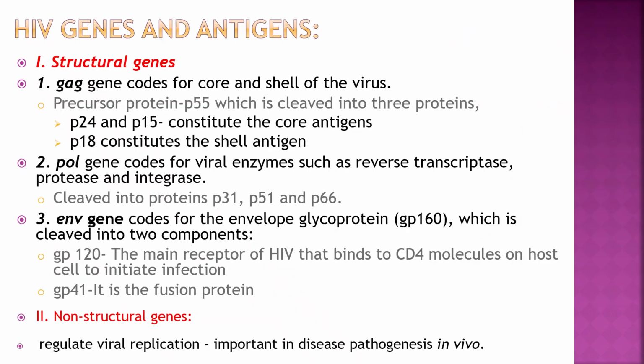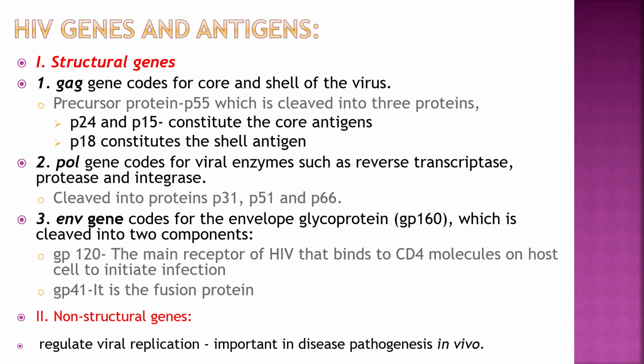HIV genes and antigens. There are two types, structural and non-structural genes. In structural genes, there are three types: GAG gene, Pol gene, and envelope gene, ENV gene. The GAG gene codes for the core and shell of the virus, precursor protein P55, which is cleaved into three proteins. P24 and P15 constitute the core antigen, and P18 constitutes the shell antigen.